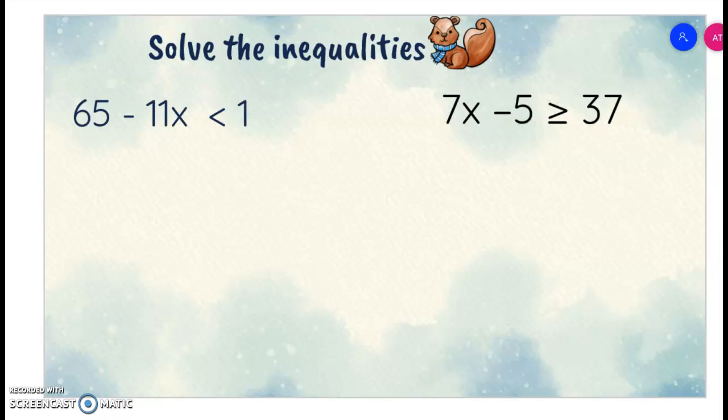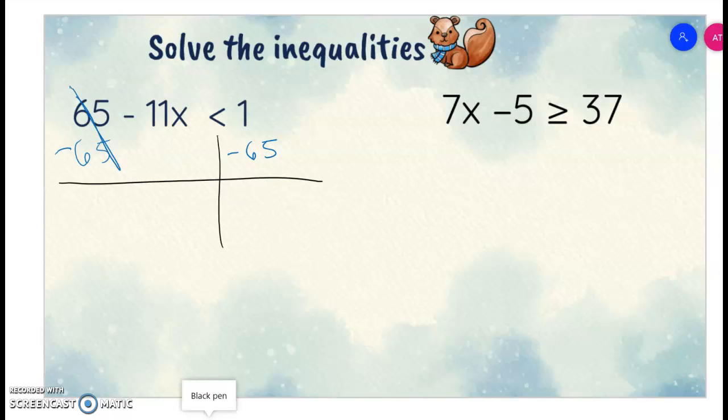Welcome back. Now we're going to solve it and see if you're right. I'm pretty sure you are because you're super duper amazing and you know your stuff. So this is a positive 65. The opposite of a positive 65 is a negative 65, because remember, I need to solve for x. That's what I'm looking for in any of these problems. So I'm going to cancel both of these out. What I'm left with is negative 11x is less than 1 minus 65, which is going to be what? Negative 64. Oh my gosh.